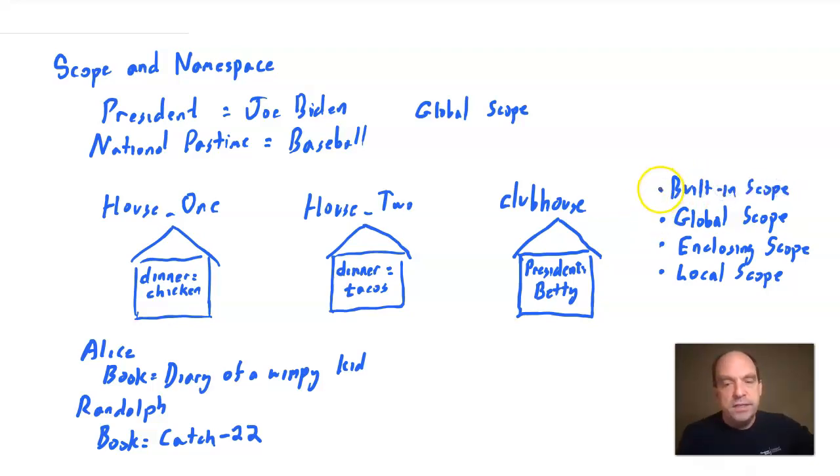All of the keywords and the built-in functions that come with Python, like the print function, are said to have built-in scope. A namespace is all of the new names that are defined at a particular level. So the global namespace would include these two bindings, president and Joe Biden, national pastime and baseball. The namespace of House1 would include dinner with chicken, and Alice's namespace includes the binding book with Diary of a Wimpy Kid. Let's see how this works in an actual program.